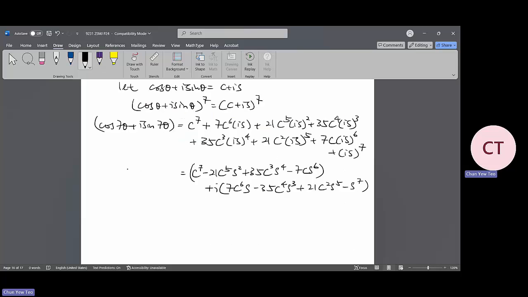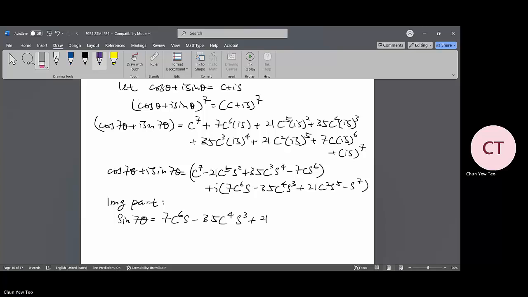So we are looking for the sine. Cos 7 theta is not in our concern, so we only consider the imaginary part. Take the imaginary part, then you will get sine 7 theta is equal to the 7C power 6S minus the 35C power 4 S cube plus the 21C square S power 5 minus the S to the power of 7.